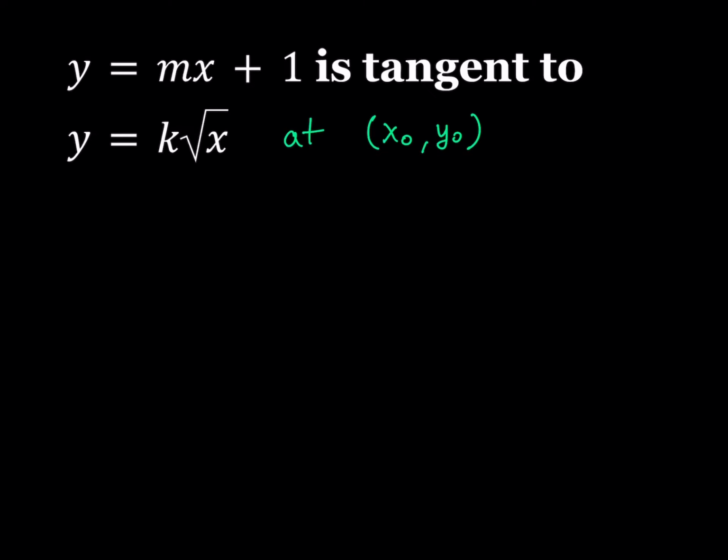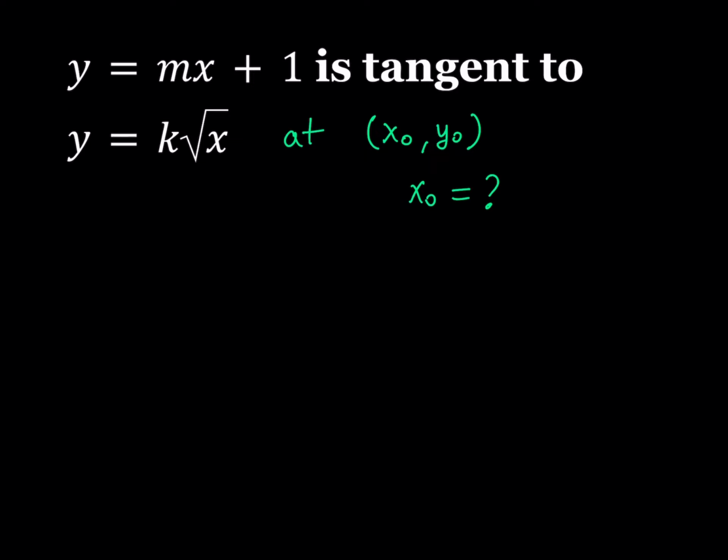Hello everyone. In this video we're going to be solving a calculus problem. y equals mx plus 1 is tangent to y equals k times the square root of x at (x0, y0), and we're going to be finding the x0 value here.